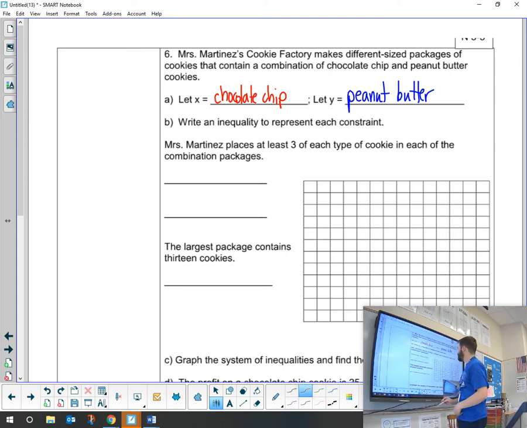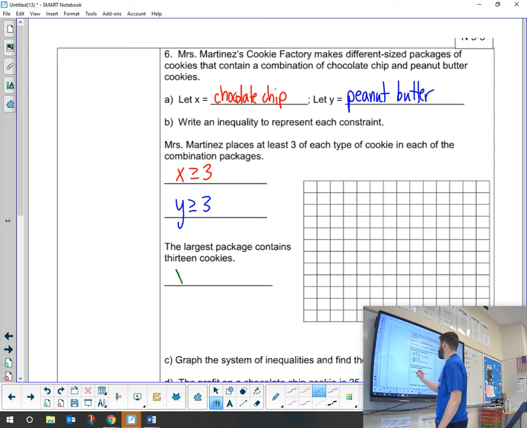So that means that my X is going to be greater than or equal to 3, because we have at least 3 chocolate chips. That also means that my Y is going to be at least 3, because we have at least 3 peanut butter. Okay? And the largest package contains 13 cookies, so it's going to be 13 or less. So my third inequality is going to be X chocolate plus Y peanut butter is less than or equal to 13, because the largest one is 13.